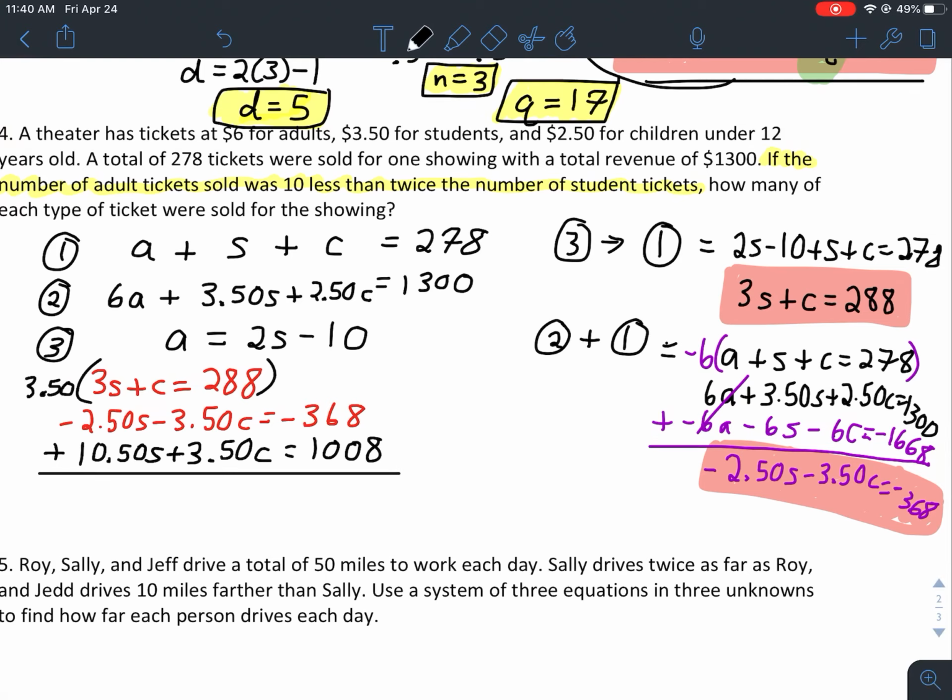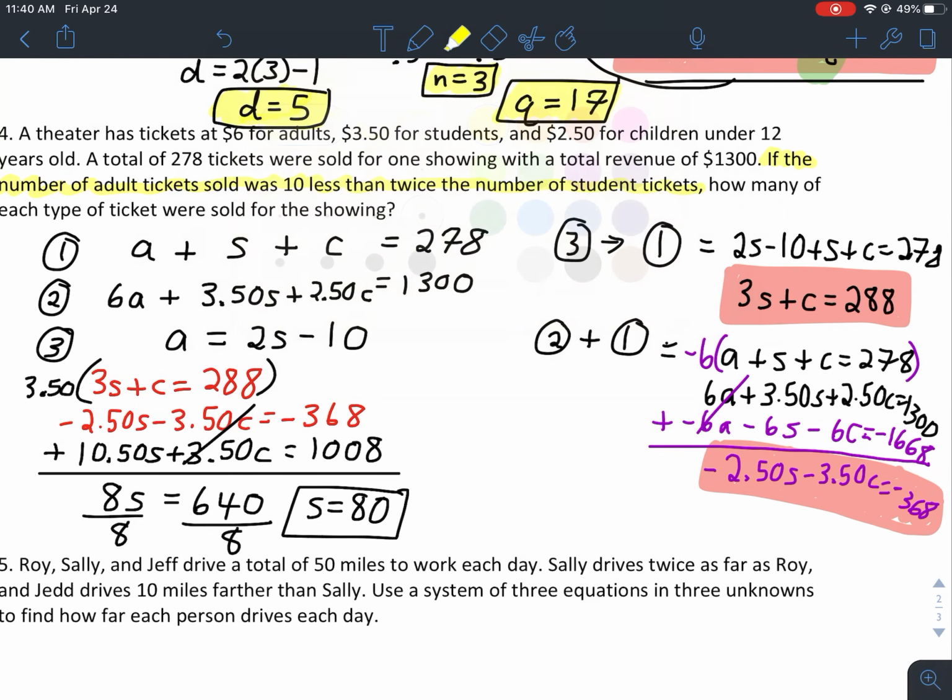And then we can add straight down. So now we have negative 250 plus 1050 would be 8s. The c's cancel. And we have negative 368 plus 1008. So 640 divide by 8. So S would equal 80. So there are 80 student tickets sold. So there's one of our answers.